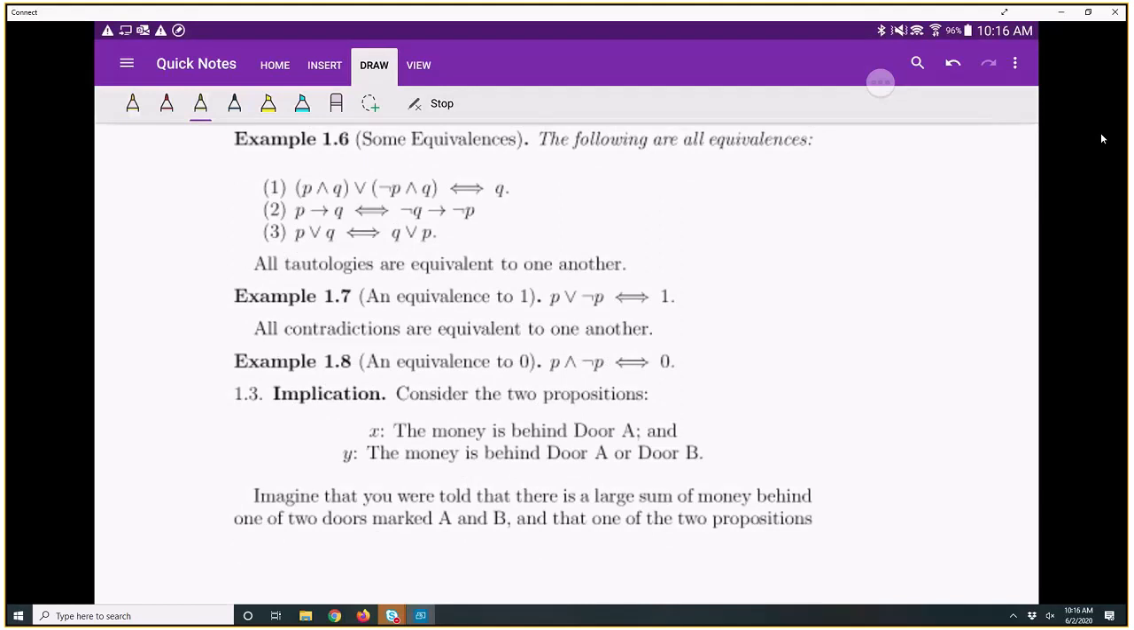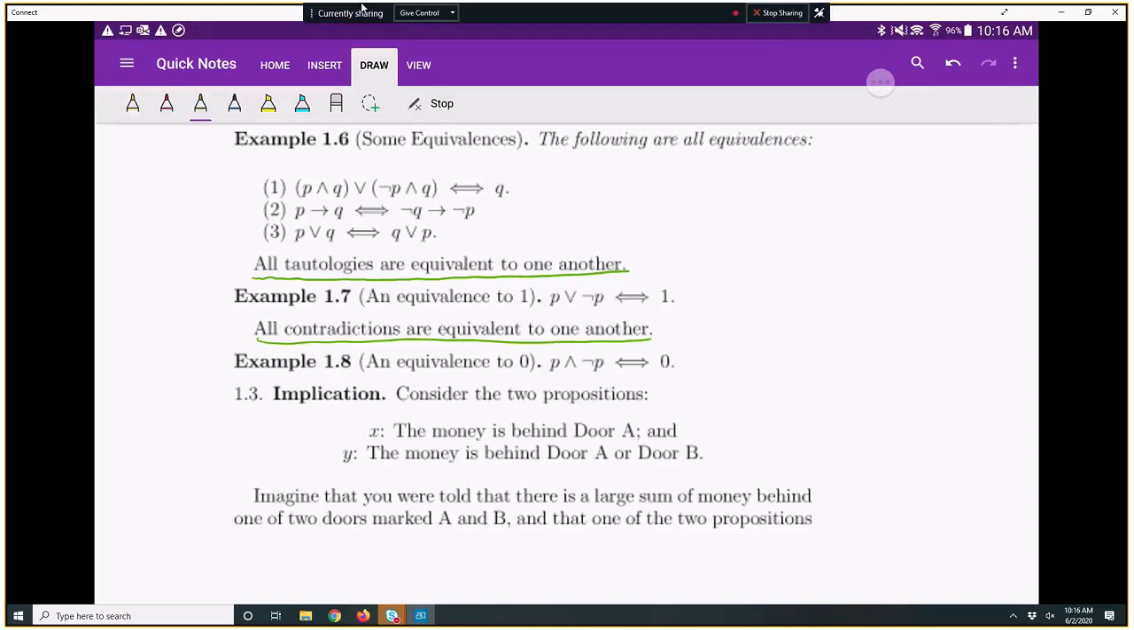And I want to point out here that all tautologies will be equivalent to each other, and all contradictions are equivalent to each other. Because to be equivalent, we need to have the same truth values. We know that anything that's a tautology has all of its truth values true, so any tautology will be equivalent to any other one. And similarly, anything that's a contradiction will have all the truth values equal to 0, so any contradiction is equivalent to any other contradiction.